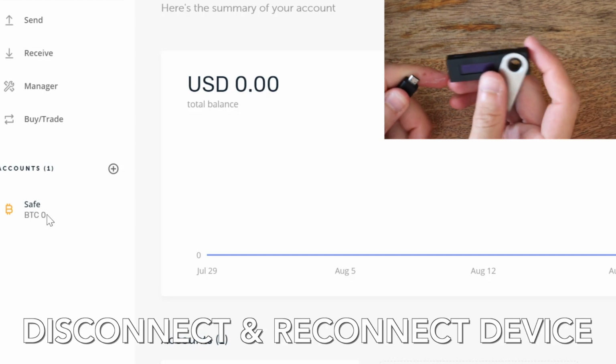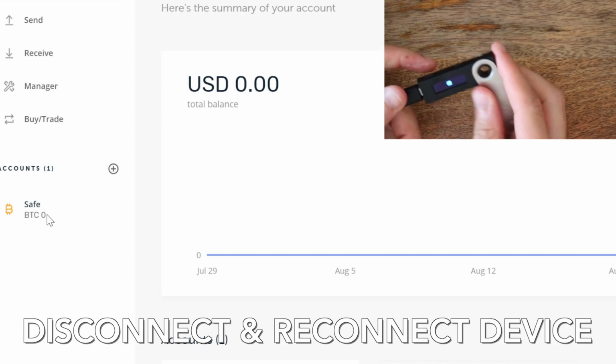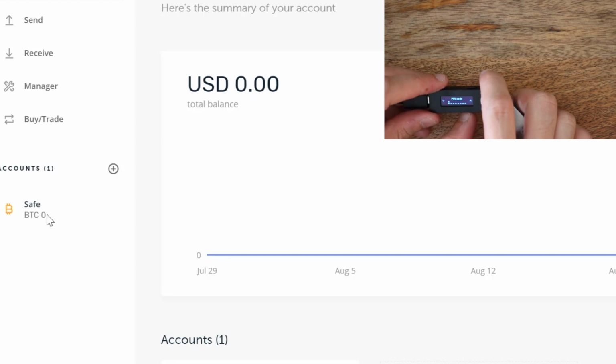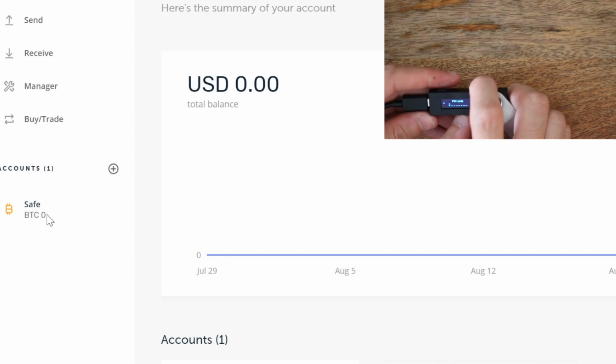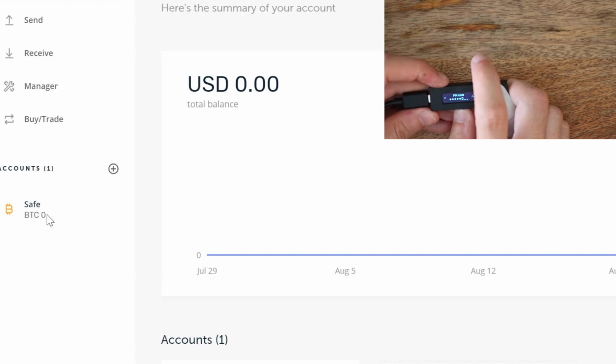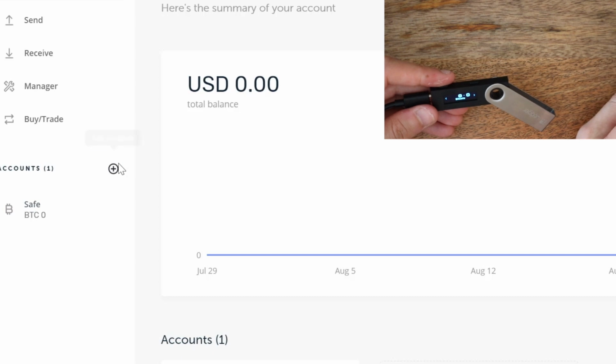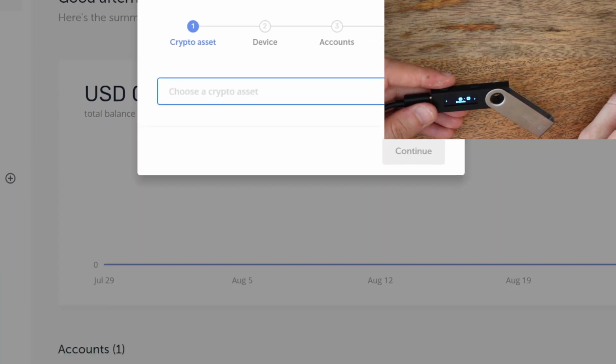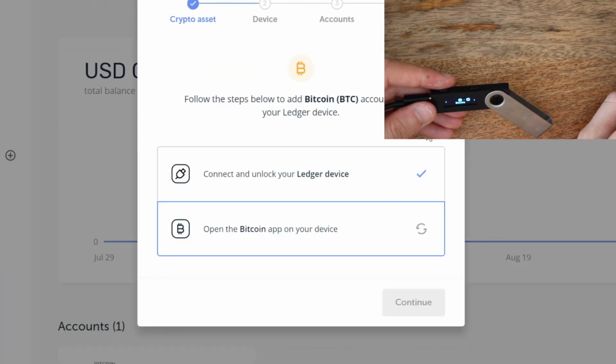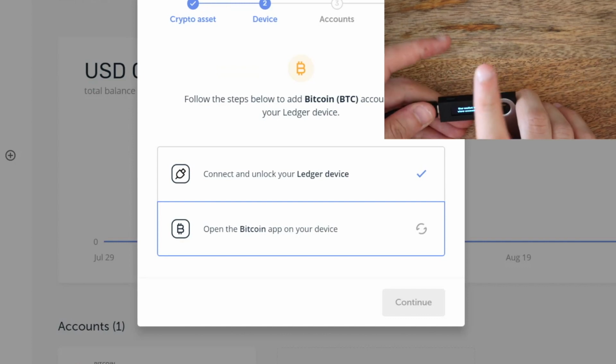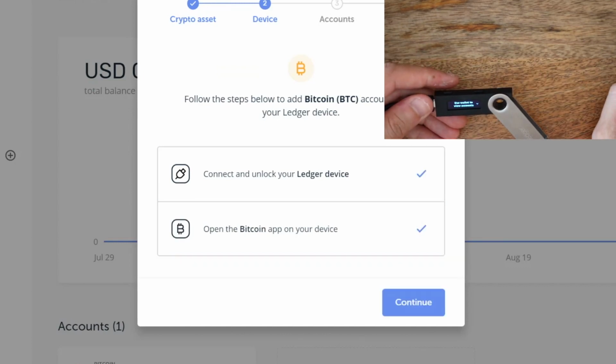Where's that at? Okay, so I'm going to replug this in. Notice that it only added that one account. It doesn't even know about the other one. So now I'm going to use my original pin. 1, 3, 5, 7, 9. Check. I'm going to go to add account. Crypto asset, Bitcoin. Okay. Open the Bitcoin app. Continue.